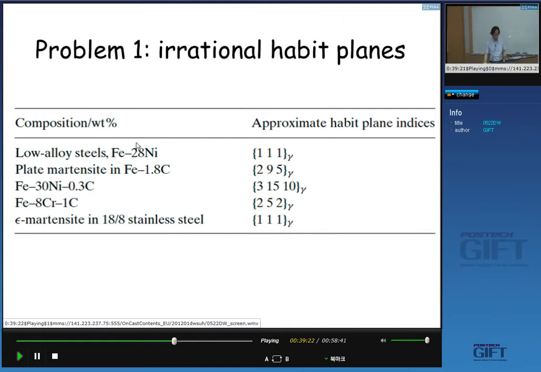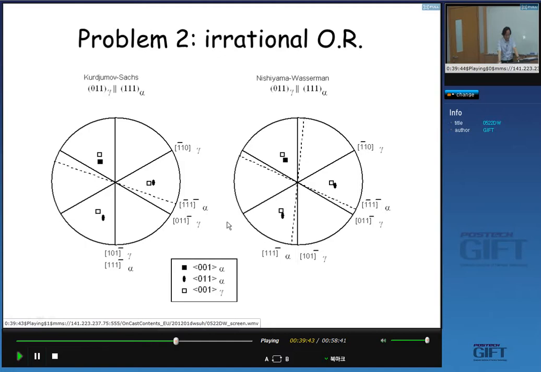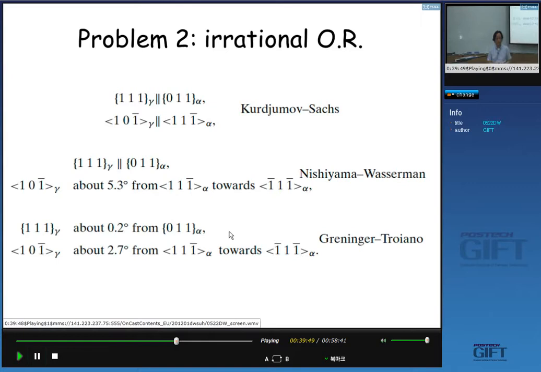So, as I mentioned, the theory of martensite transformation should explain the irrational habit index of the habit plane, which is observed in general martensite transformation. And the second thing the theory has to answer is the orientation relationship between the martensite and austenite. As you know, there is an orientation relationship between the martensite and austenite, with specific parallelism between plane to plane and direction to direction.